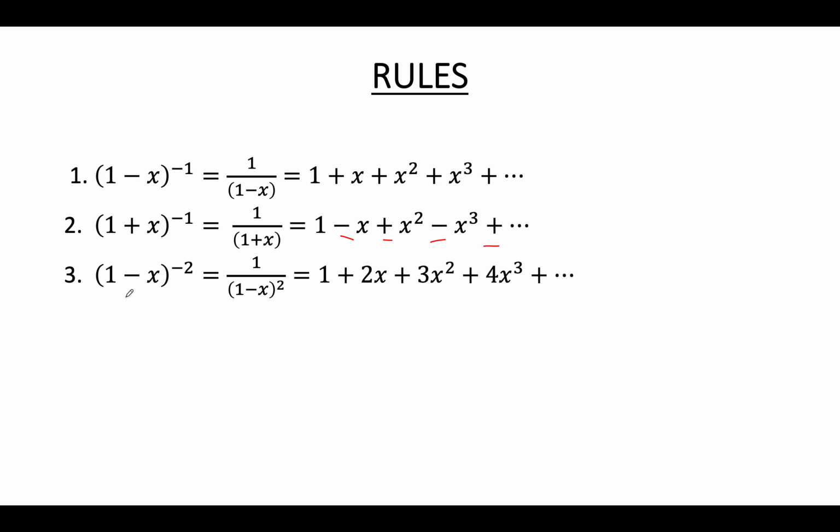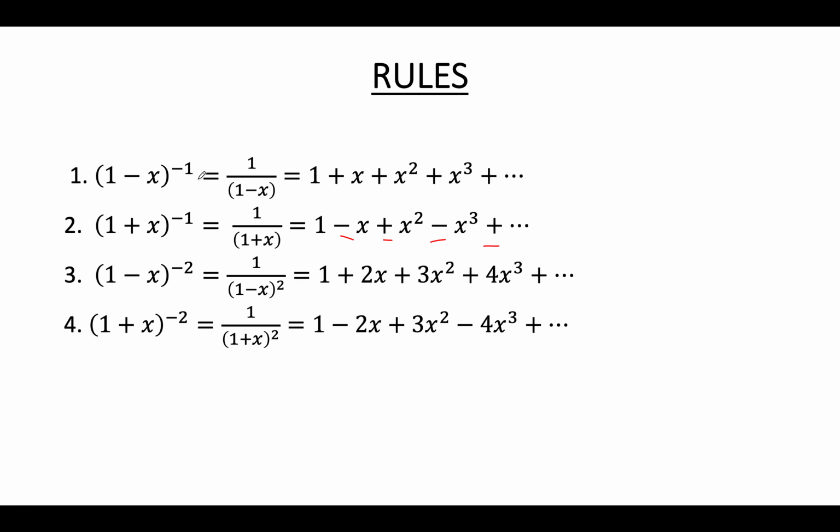The third rule says that (1 minus x) to the power minus 2 is equal to 1 over (1 minus x) to the power 2, which is equal to 1 plus 2x plus 3x squared plus 4x cubed, and so on. And the fourth closed form, which is (1 plus x) to the power minus 2, is equal to 1 over (1 plus x) to the power 2, which is equal to 1 minus 2x plus 3x squared minus 4x cubed.